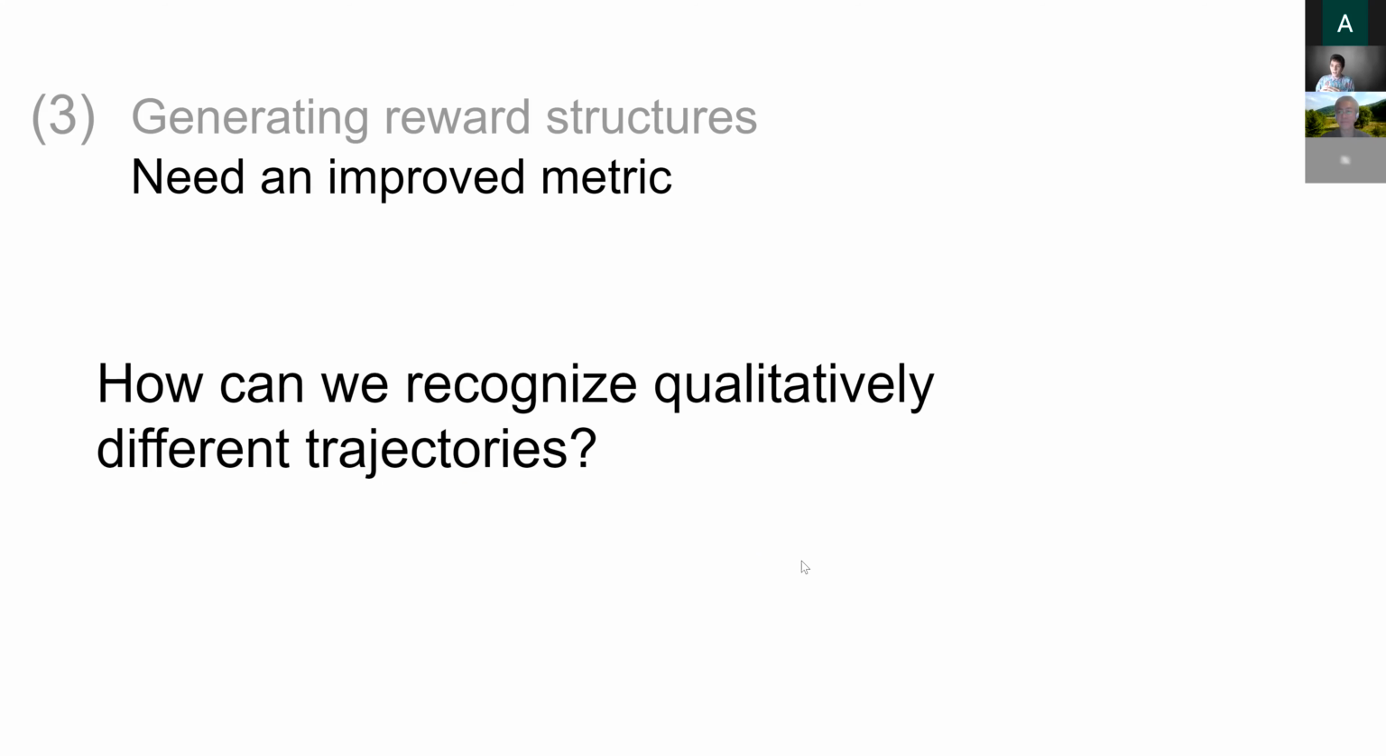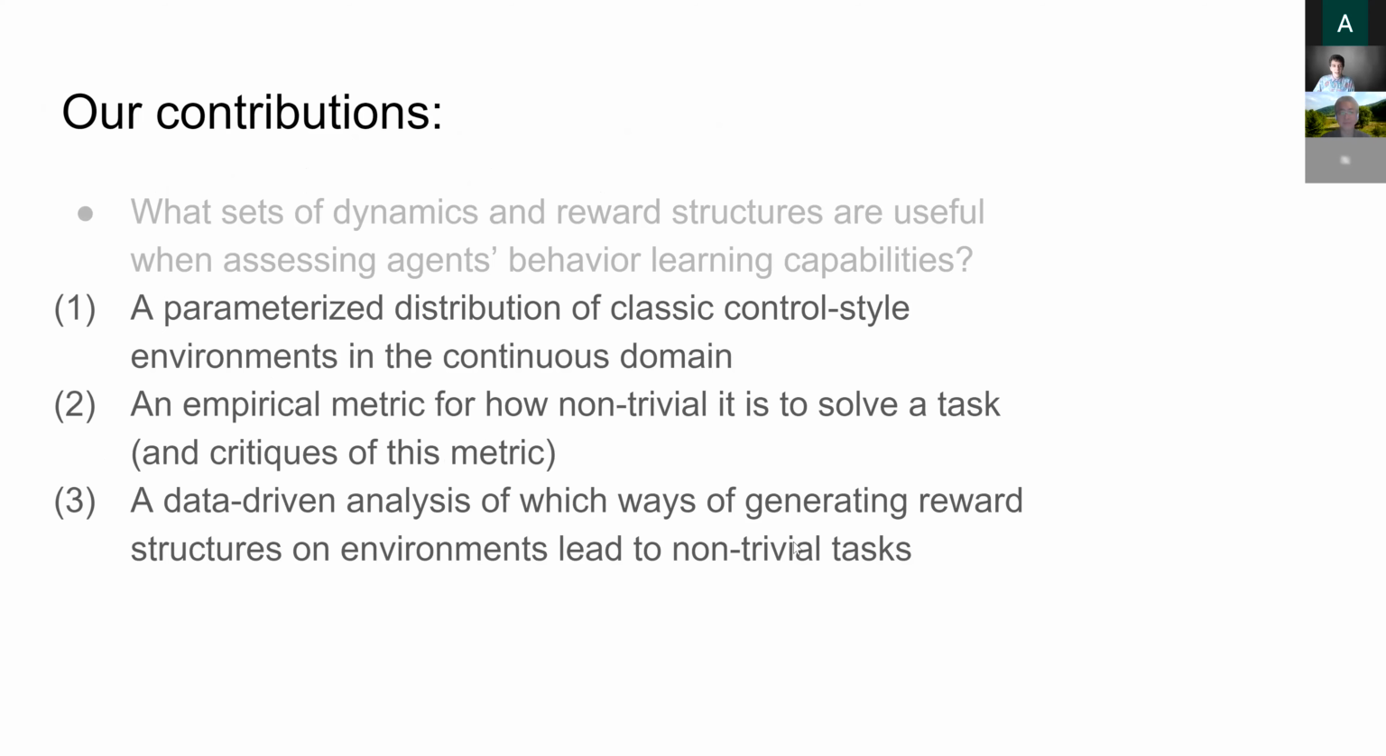So our takeaway and future direction is that we need an improved metric that is capable of recognizing qualitatively different trajectories. And I have been looking for inspiration from information theory, from probability theory. I would love to hear any suggestions that all of you have, either now or following over the Slack or over email. So to summarize, these are our contributions. I won't lay them out right now, but I will leave this open during questions.